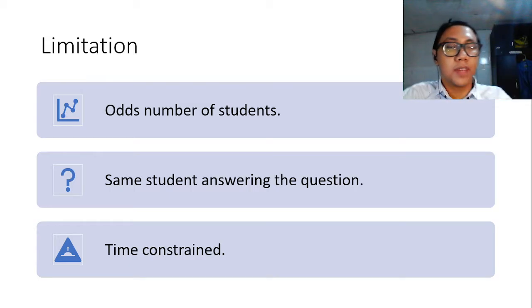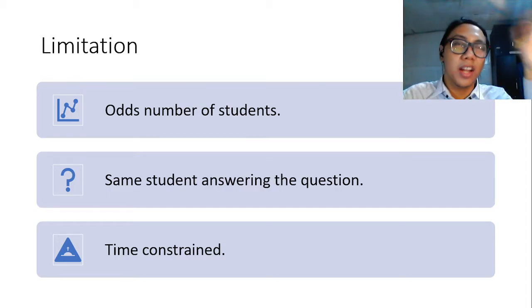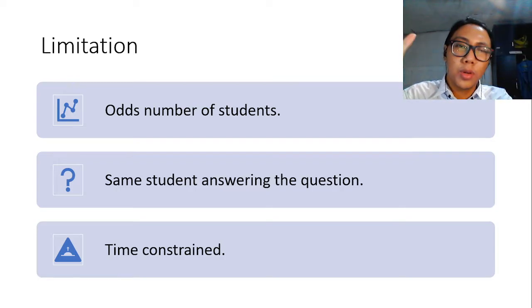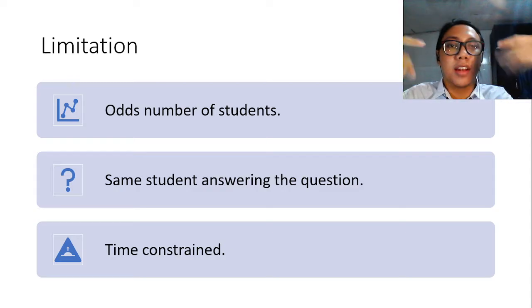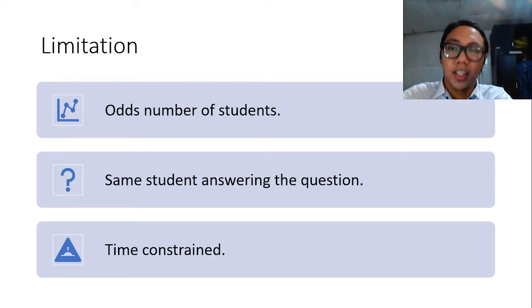So first one is an odd number of students. If there's one team with more students than the other, it will create a sort of mental image for the team with fewer students that it is unfair to fight and not equal in their fighting chance.